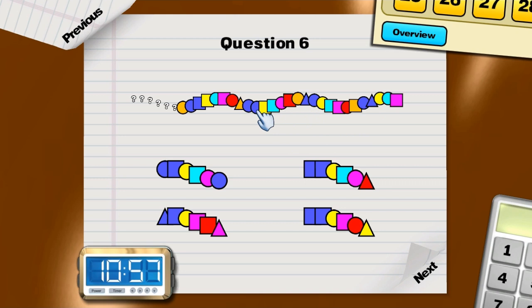So, for instance here, two circles, two squares. Two circles, two squares. So we can see where the pattern starts repeating. So if we look, two circles, two squares, circle, square, circle, triangle, two circles, two squares, circle, square, circle, triangle. So you know your pattern. So two circles. So previously we should have had triangle, circle, square, square, which is that one.